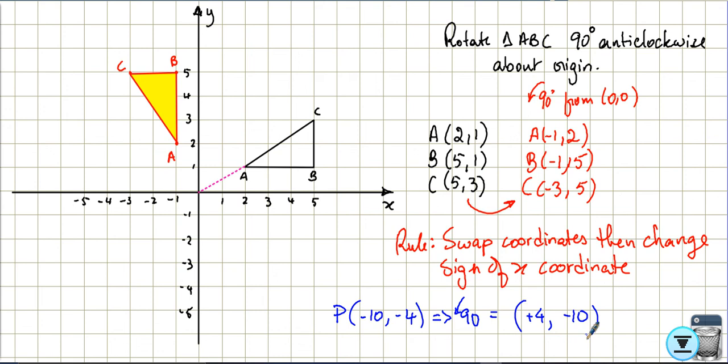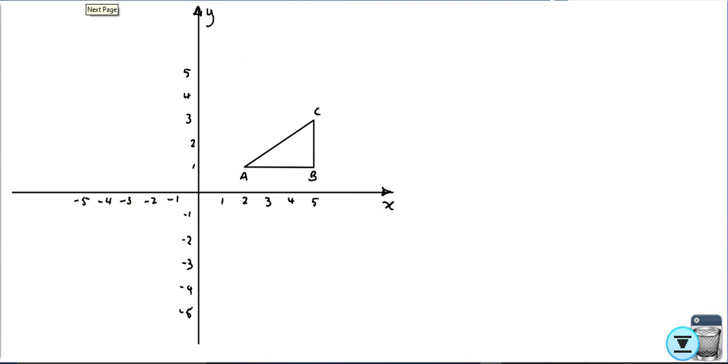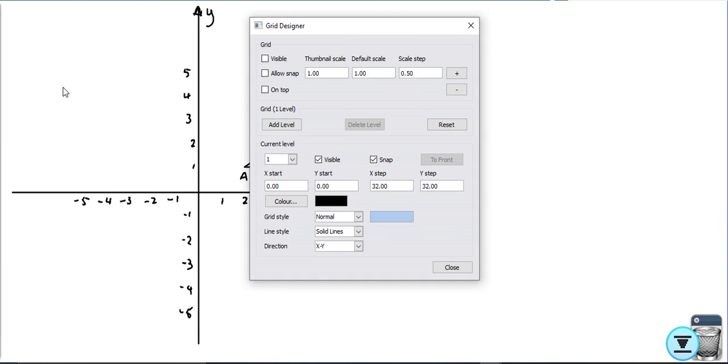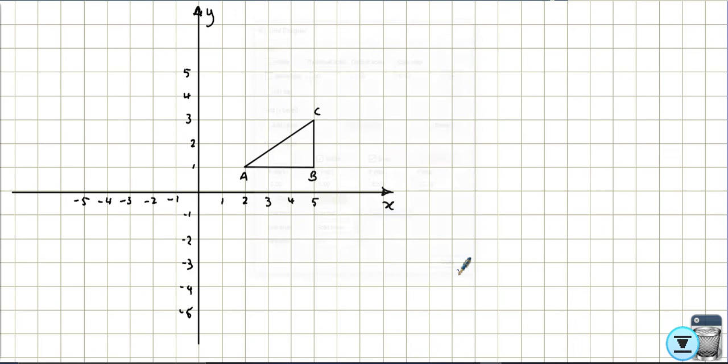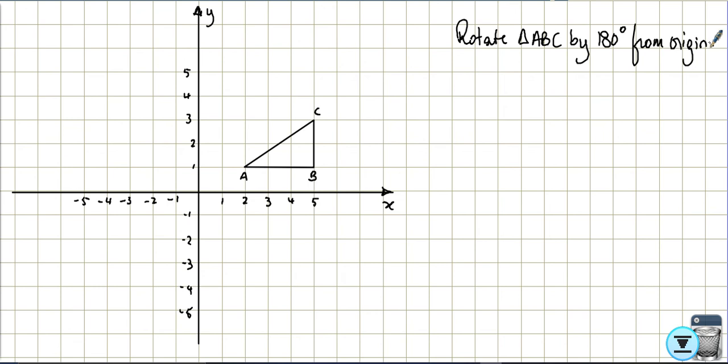Our last rotation is a rotation of 180 degrees. So let us see this. So we have our shape. I'm going to use the same triangle for ease of purpose. So I'm going to rotate triangle ABC by 180 degrees from the origin. Note that these are all from the origin because in our next lesson we're going to see what happens when we're not rotating from the origin.